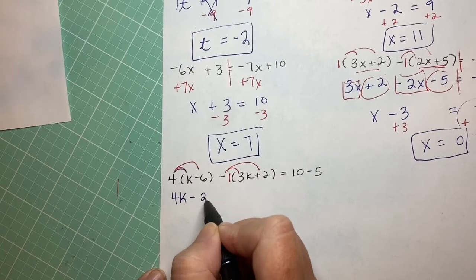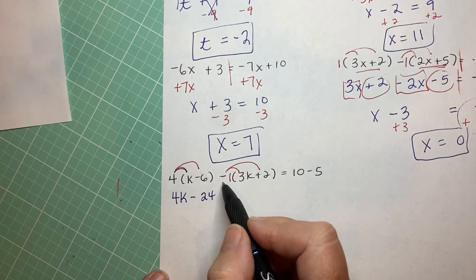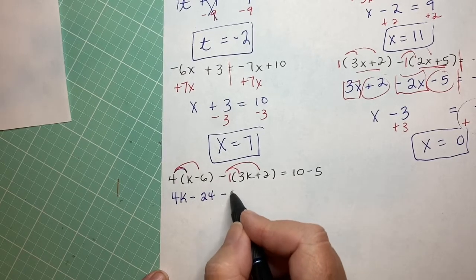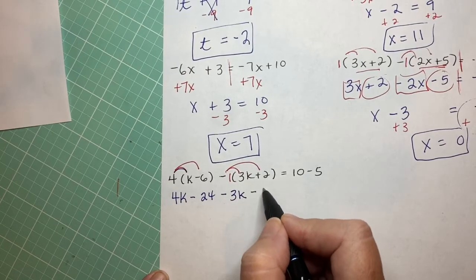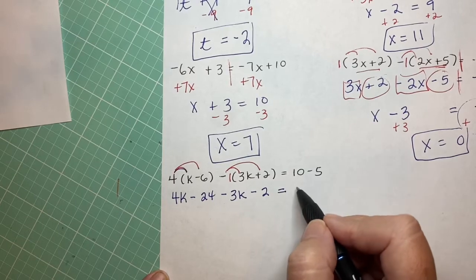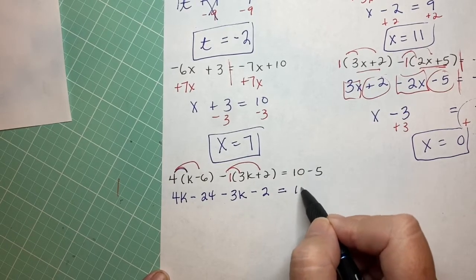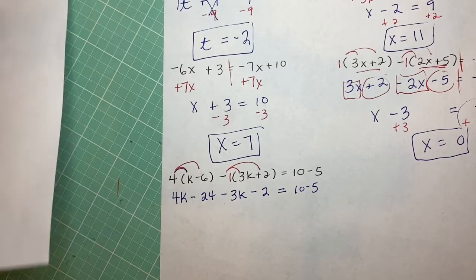4 times a negative 6 is a negative 24. The signs are different, so it's negative. Negative 1 times 3k is a negative 3k. And negative 1 times a positive 2 is a negative 2, again, because the signs are different. And then let's just bring it down. But you could go ahead and write 5 there if you wanted to. But step 2 was to get rid of the parentheses, so we did that.